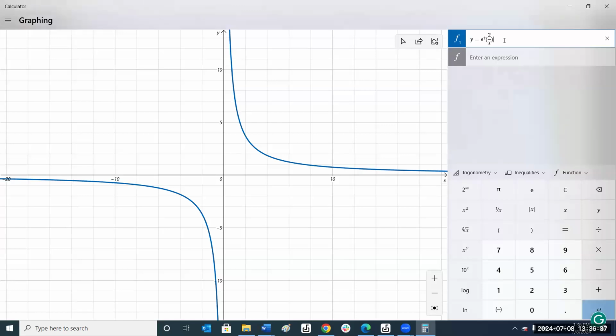No. E to the power 2. All that to the power 1 over x. No. Stupid calculators.